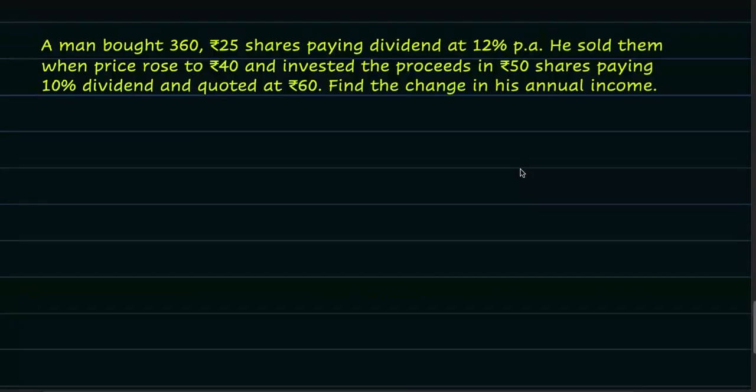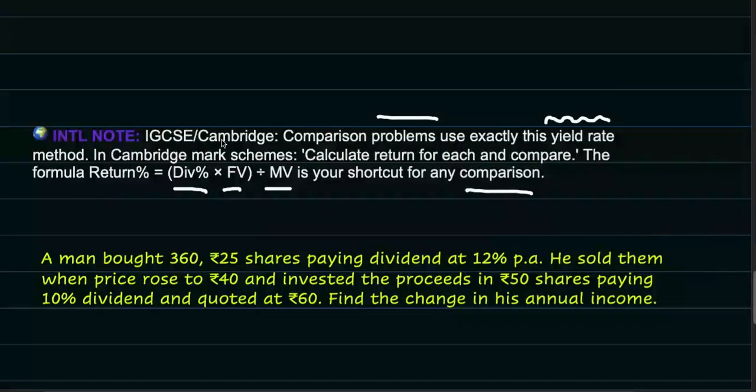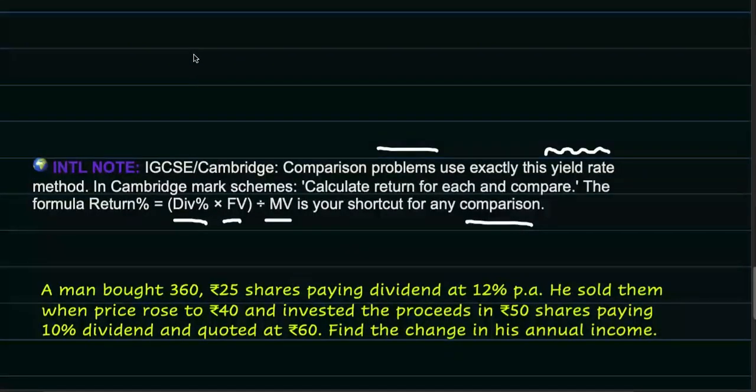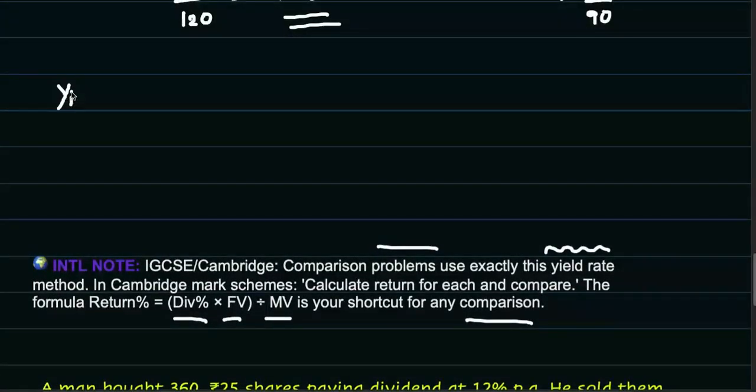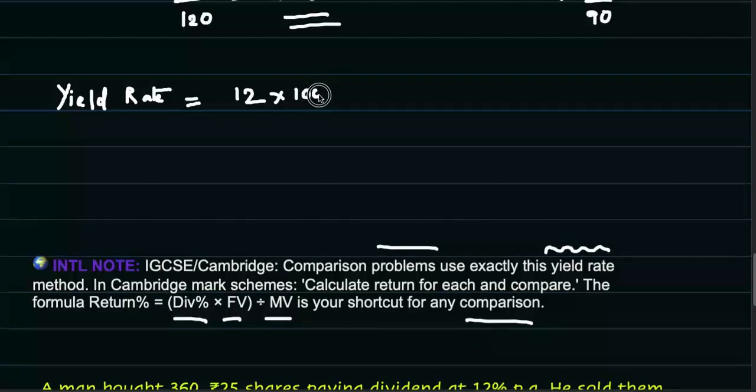And alternately, what we can do here is, as I said, this is the formula you can use. So in this problem, you can use yield percentage as well here. What will be the yield percentage? This is the shortcut. Yield rate equal to, what is dividend percentage here for first? Dividend percentage was 12 multiplied by the face value 100, divided by market value 120. So that will be equal to 10%.